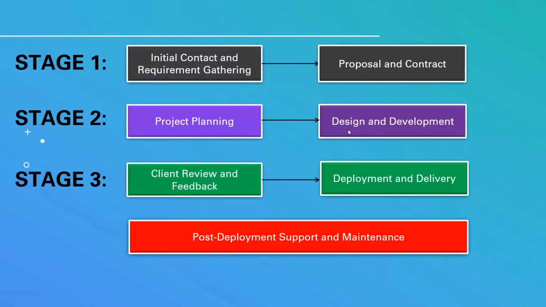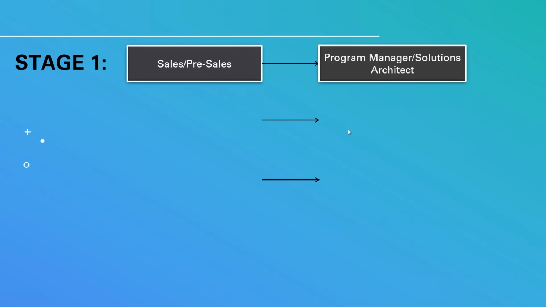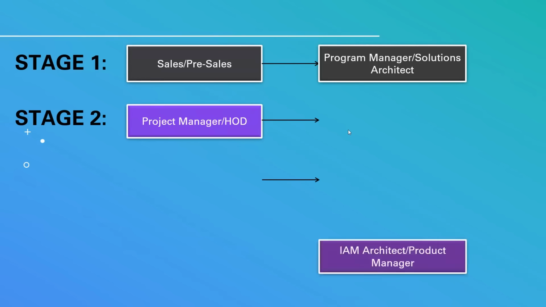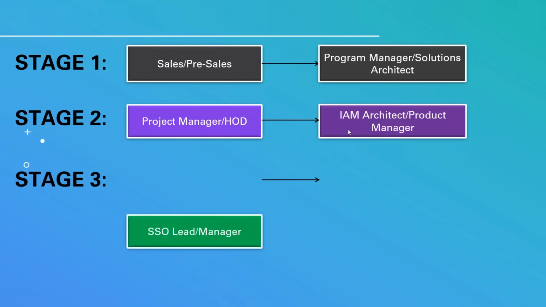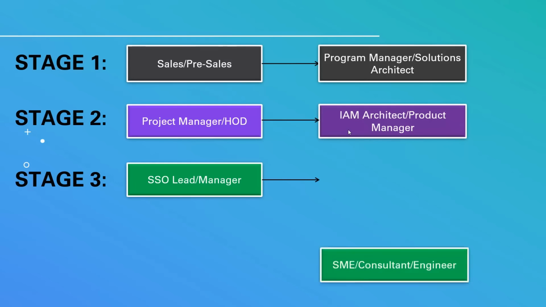Now, let's transfer this into different roles and responsibilities. On stage 1, you'll find people like pre-sales professionals, around pre-sales and sales, where they directly interact with customers. Then you have project manager, solution architect, enterprise architect. On stage 2, you have project manager, head of the department, head of IAM, directors, all of them getting involved. Then you have the IAM architect or product manager, and the product manager parallelly managing the design and development. Stage 3 is where you have SSO lead, SSO manager, project manager coming into the picture.